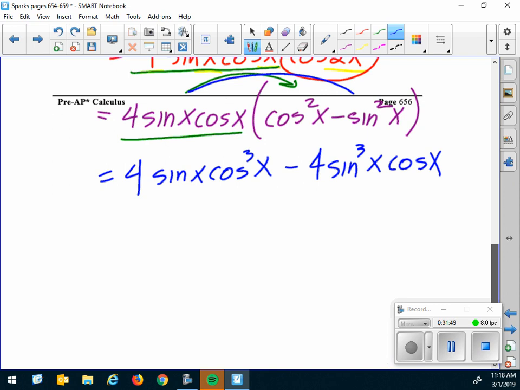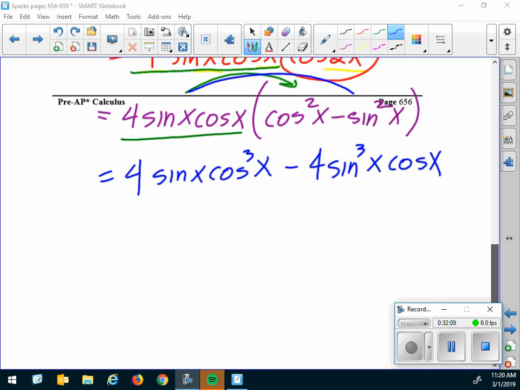Ladies and gentlemen, those are the double angle formulas. So, look how much time you're going to have to work on your homework. So, I'm going to talk to those of you who are watching the video. I'm going to talk to you for just a minute as soon as I get them started on their homework.